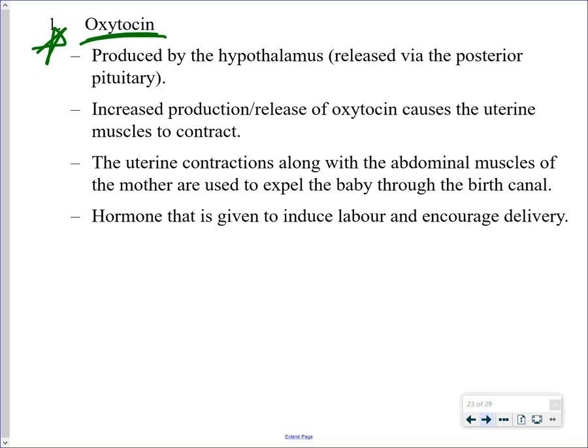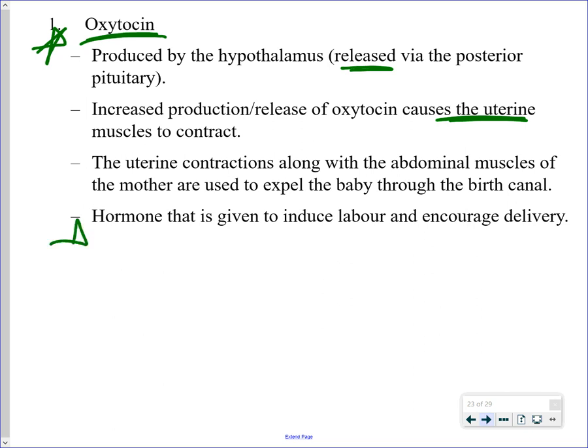Oxytocin, I just briefly mentioned it in the past. It is produced by the hypothalamus. It does involve the posterior pituitary, but it's released by it. It's not produced by the posterior pituitary. It is produced in the hypothalamus, stored and eventually released from the posterior pituitary. So increased production causes uterine contractions. Uterine contractions, along with the abdominal muscles, are what are going to deliver the baby.